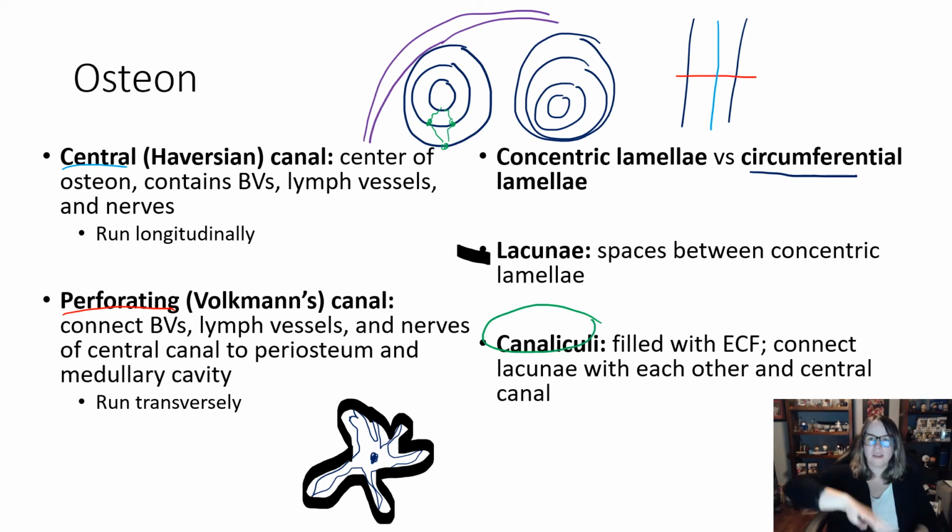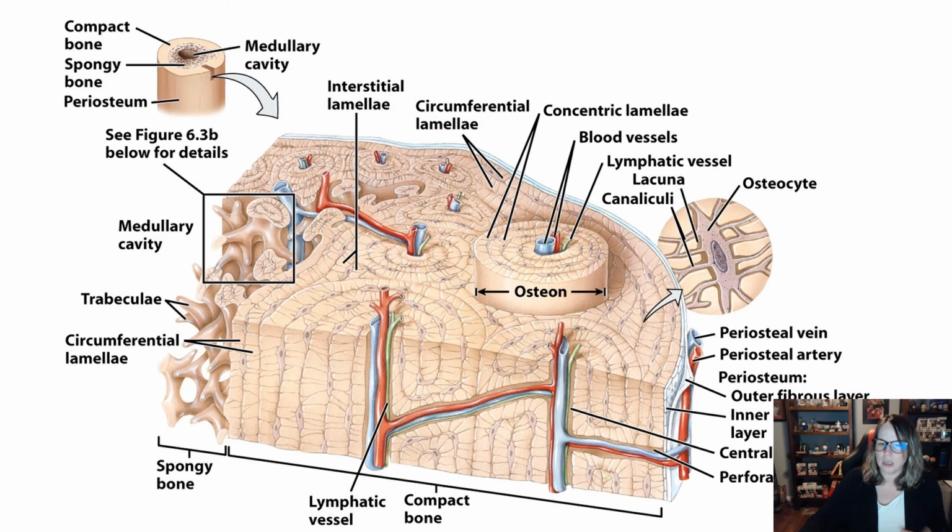So that is how we're able to get nutrients and waste from cells that are way out on the outside of, or further away, I should say, from the central canal. We can use these little canaliculi.